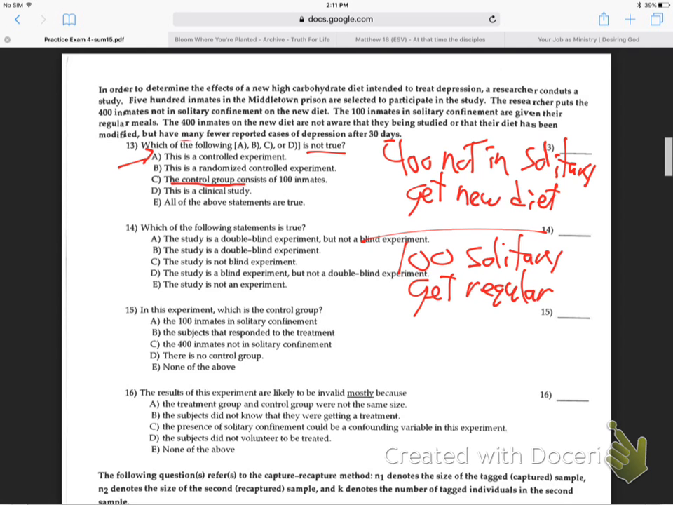C. The control group consists of the 100. Yeah, it does. That's true. It's clinical, technically. All the above are true. My only question is B. What do you think about B?